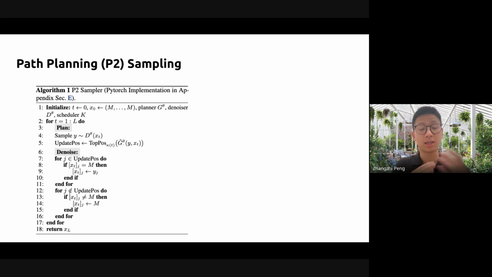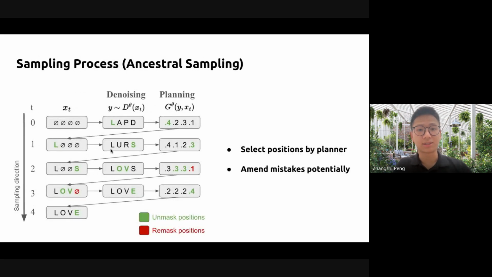Then you purely rely on the denoiser to make the prediction of what token it should be. This separates the two jobs: the planner selects positions, and the denoiser makes the prediction. So this is a nice, really simple algorithm, and this is the essential sampling process where you only pick one position at a time. You select the position by the planner. For example, you start from 0, your denoiser will make a prediction, and your planner will tell you what positions are good.